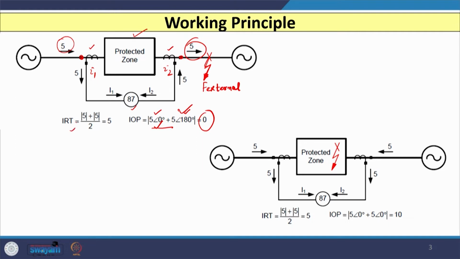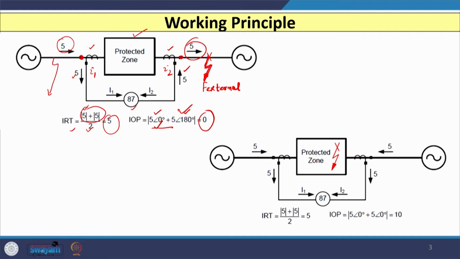The restraining current in the biased or percentage differential protection scheme is (I1 plus I2) by 2, but in the digital relay the restraining current IRT is the scalar addition of the two currents I1 and I2, that is 5 and 5. I add them and divide by 2, so again I get 5. As the operating current is 0 in case of an external or through fault, maybe on this side or somewhere here, the relay is not going to operate.